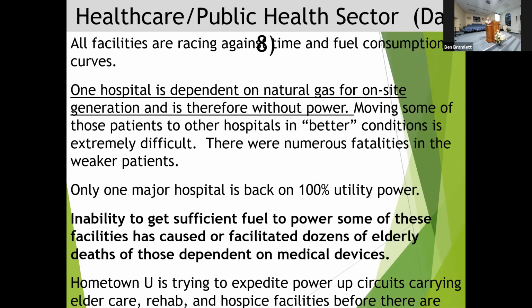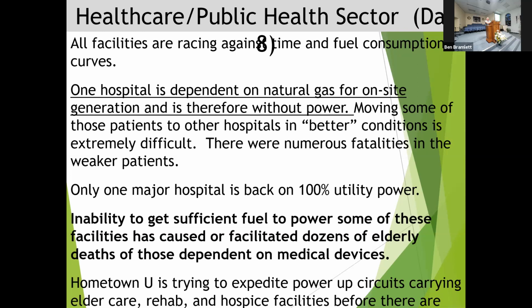Okay. Hospital, the healthcare, public sector, health sector. One of our hospitals here depends on natural gas for on-site power generation. They're likely to be without power. There's no way to store those quantities of natural gas, and we do not have that storage facility.